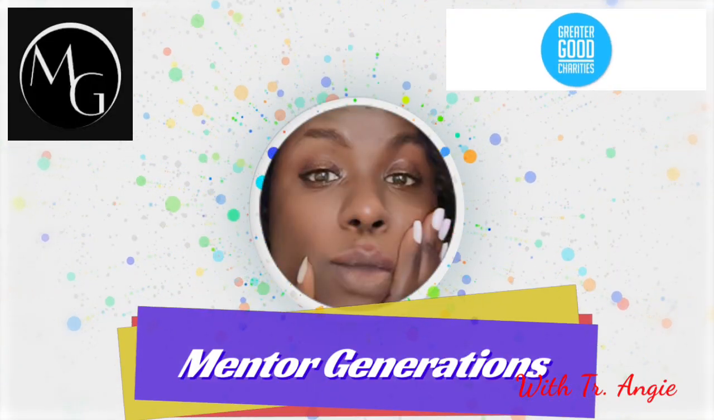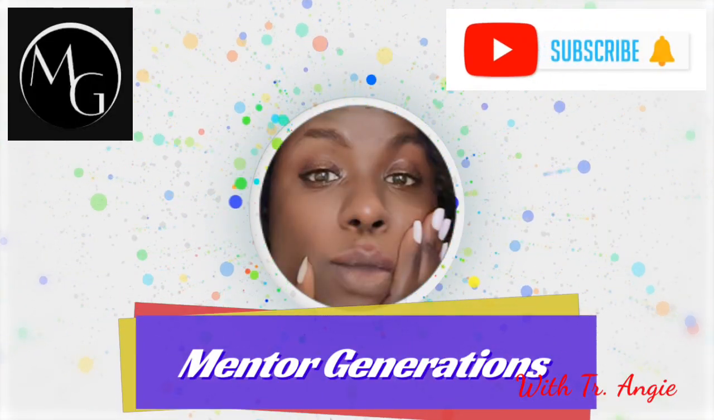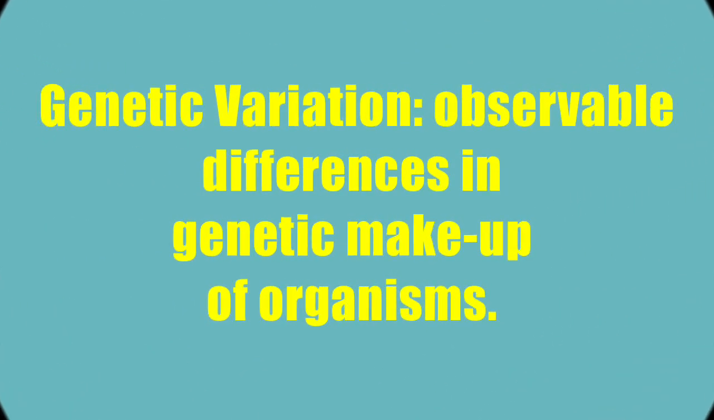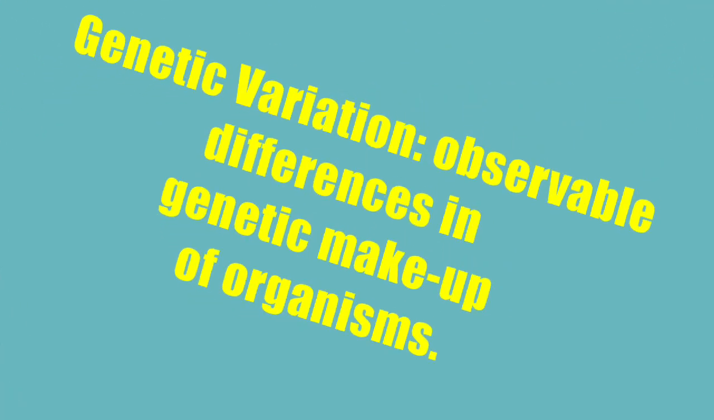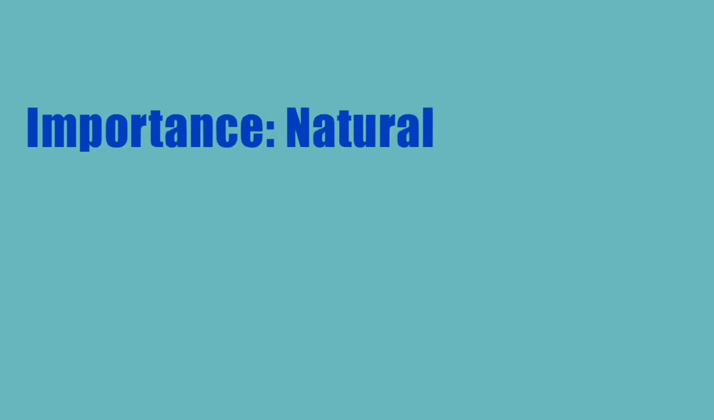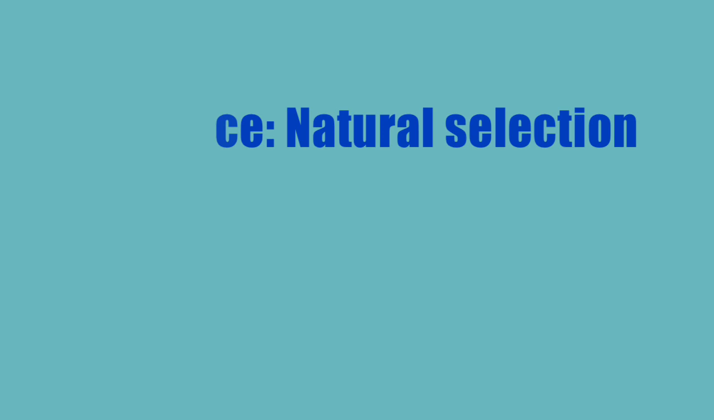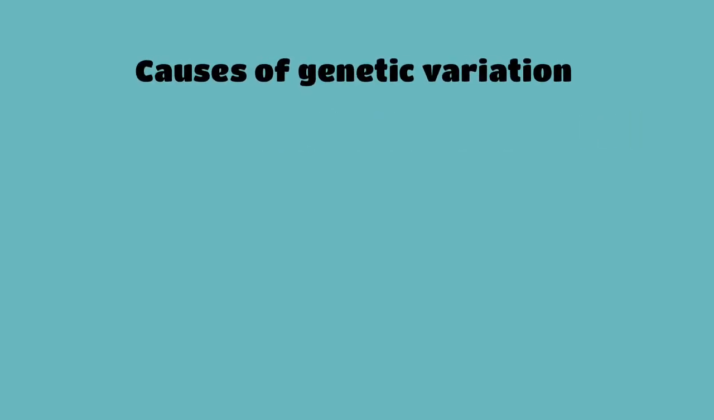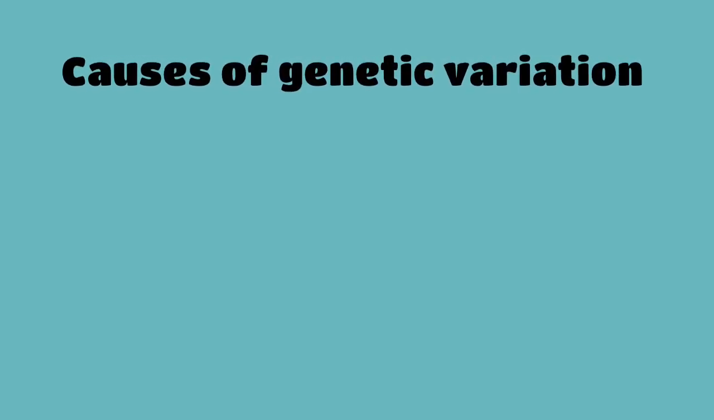Welcome back, students. Today you're going to learn about variations, causes of variations to be more specific. By definition, these are observable differences in the genetic makeup of organisms and the importance for survival of organisms through natural selection. And what are the causes of genetic variations?